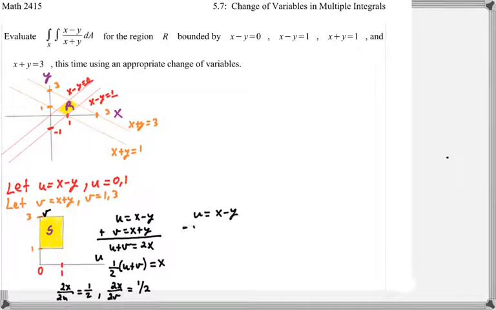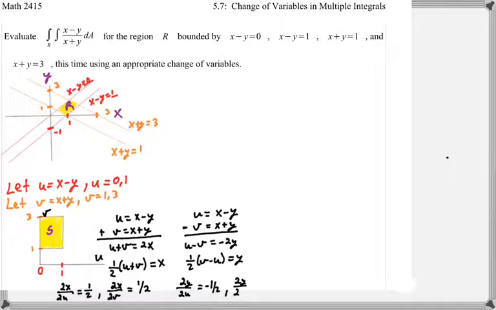Now let's take u equal to x minus y and subtract from it v, which is equal to x plus y. So you'd have u minus v, and then x minus x cancels, and negative y minus y would be negative 2y. Then we can divide by negative 2 and distribute the negative signs, so that gives us y equals 1/2 (v minus u). The partial derivative of y with respect to u is going to be negative 1/2. The partial derivative of y with respect to v is also going to be 1/2.